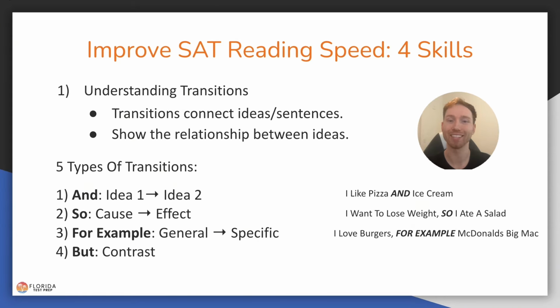4, but, and this is the only disagreeing transition. This indicates a contrast. So if I said, I want to lose weight, but I ate a Big Mac, that would make sense because eating a Big Mac is counterintuitive to losing weight. It actually makes me gain weight. It's the opposite of trying to lose weight. So let's think about it this way. If I said, I want to lose weight, so I ate a Big Mac, that makes no sense because how would wanting to lose weight cause me to eat a double cheeseburger? It wouldn't. So but would be the transition you use there.